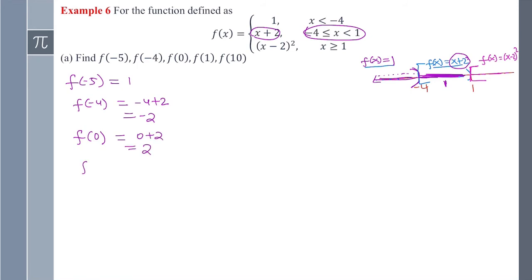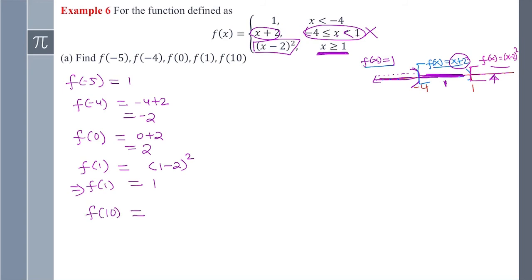Now f of 1, again just be careful here. 1 does not belong to this interval because x is less than 1. So x is greater than or equal to 1 right here, that means 1 belongs to this interval, and we have to use this definition of the function. So f of 1 equals (1 minus 2) squared. 1 minus 2 is -1, when it's squared, you get positive 1. So f of 1 equals 1.